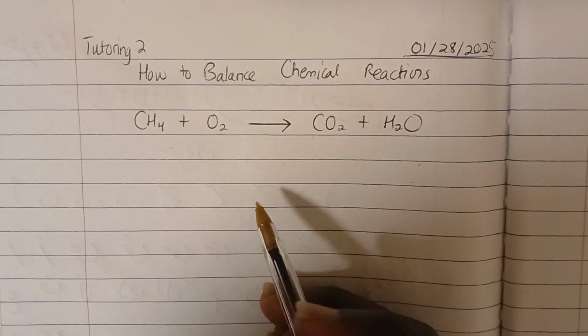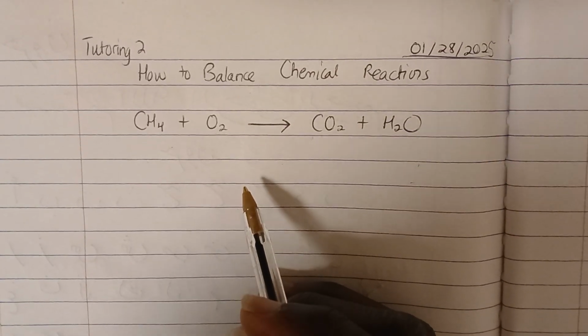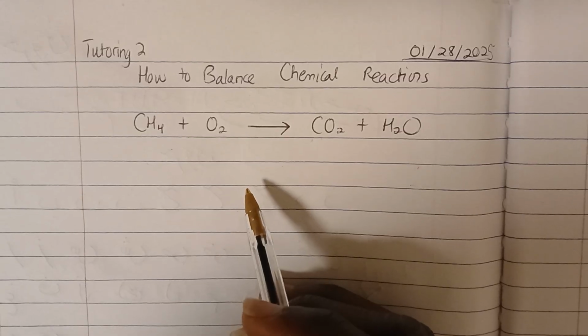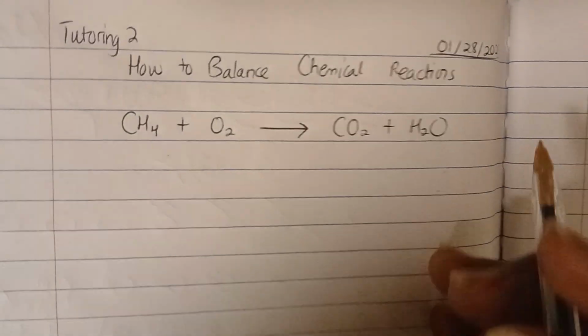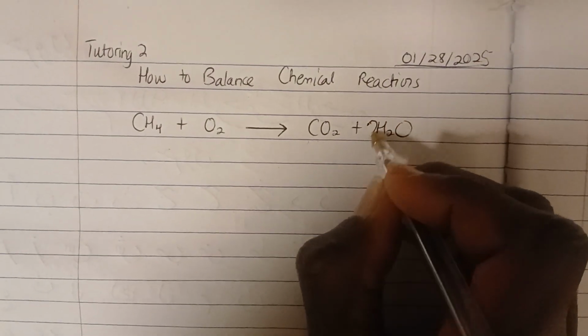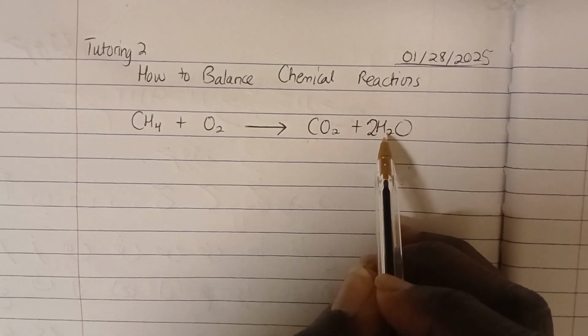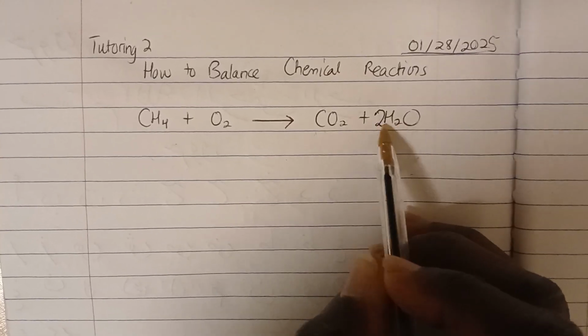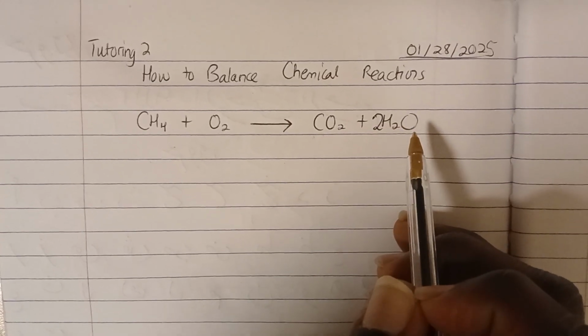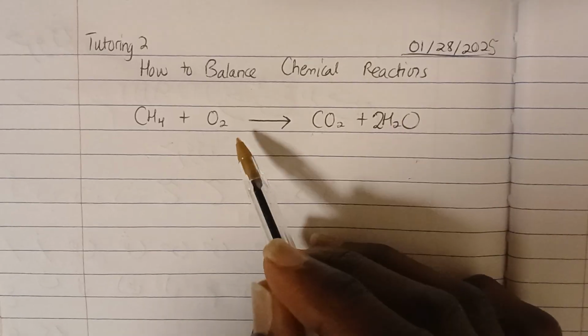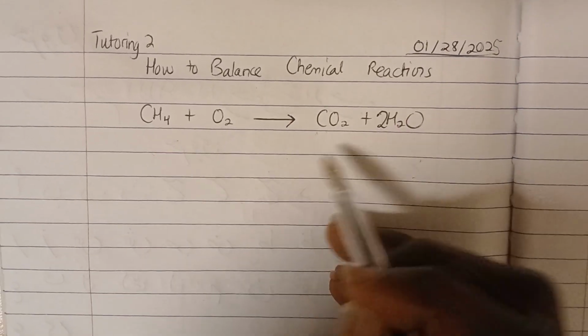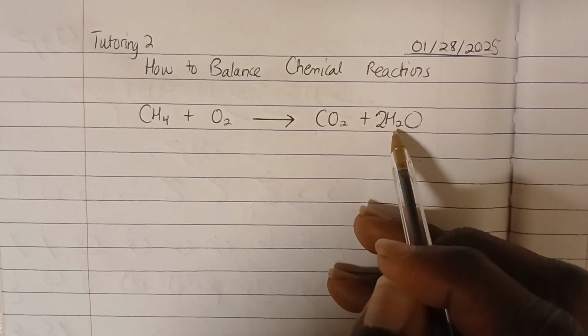So how do we balance that? Well, using multiple coefficients can be helpful. So if I put a 2 here, this no longer is 2 hydrogens. This becomes 4 hydrogens because 2 times 2 is 4. That's how we work the chemistry. So now my hydrogens are balanced because there's 4 hydrogens here and 4 hydrogens here.